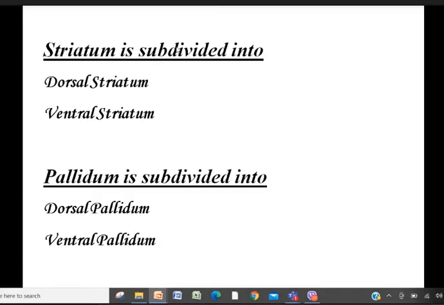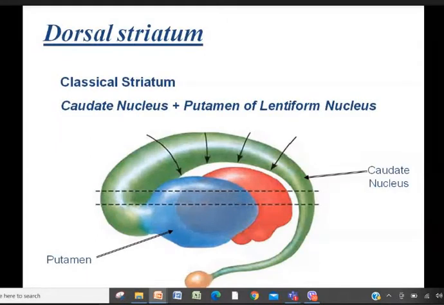Now, striatum is again divided into dorsal striatum and ventral striatum. Similarly, pallidum is also divided into dorsal pallidum and ventral pallidum. So, in dorsal striatum, what are the structures? That is caudate nucleus and putamen of lentiform nucleus. This is the dorsal striatum, or corpus striatum.